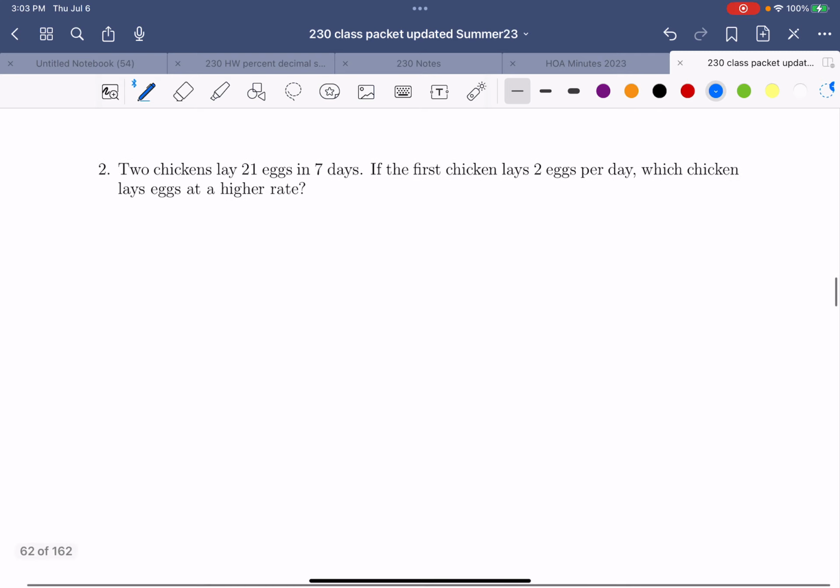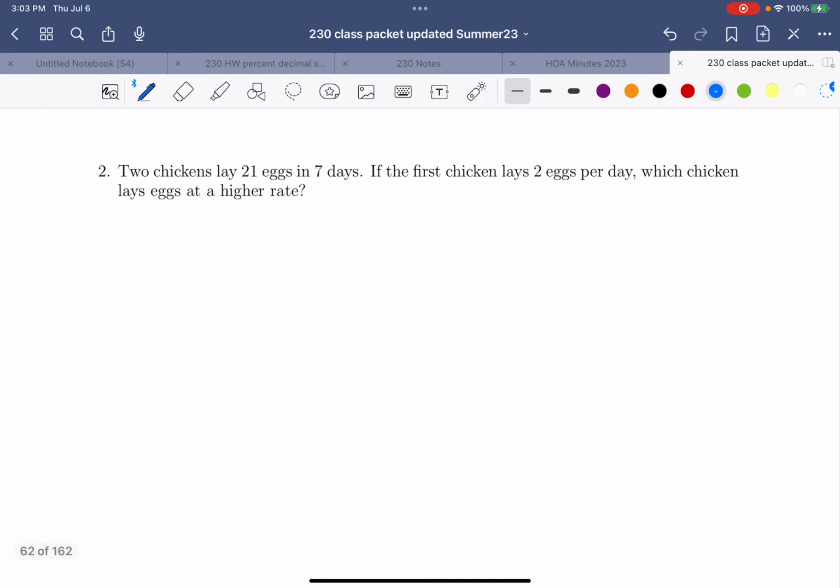Okay. Similar situation here for your chickens and your eggs. I'm going to look at the labels on my numbers. So I have 21 eggs and 2 eggs, and I have 7 days, and per day means 1 day. That means I'm going to have eggs and days along this side, and it's 2 chickens and they don't have names. So I'm just going to go with chicken 1 and chicken 2, because it says first and second.